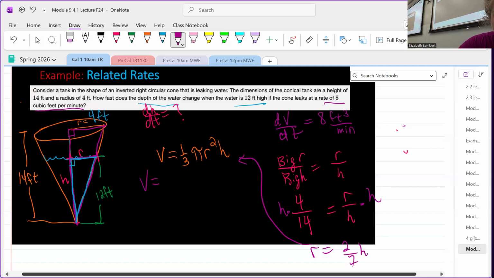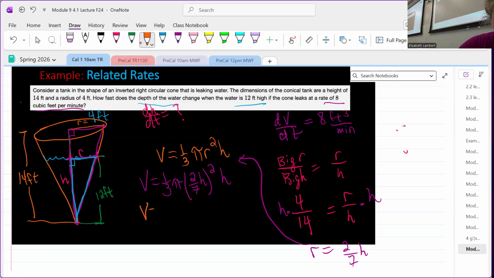So our volume is 1/3 pi R, which is 2/7 h, squared, times h. So we're going to clean this up. So 2 squared is 4 times 1 is 4. 7 squared is 49 times 3 is 147. So I have 4 pi over 147. That's all my numbery parts. Then h squared times h will be h cubed. So there's my volume formula that I'm going to take the derivative of.